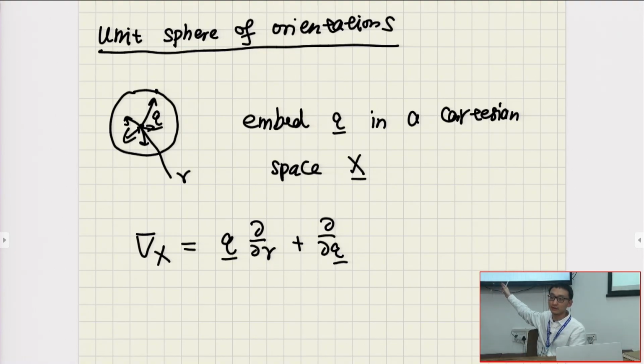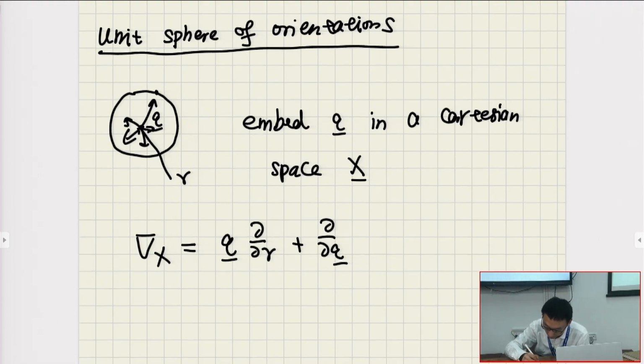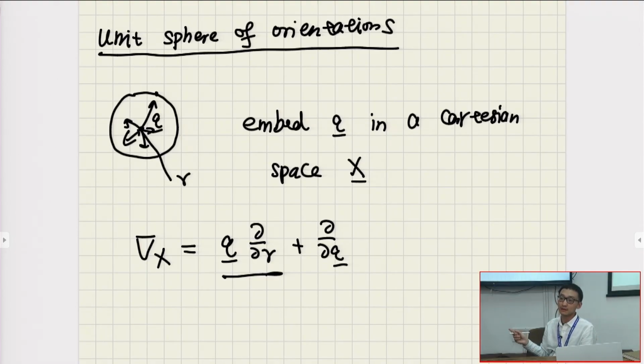But in closed form, in the Cartesian coordinate, the gradient would have the R gradient, but that's in the R direction. What's the direction in R? The direction is already Q. So that's Q times partial R. That's the second part. So this is the first part, the radial derivative. And then all that's left is angular derivatives. So that's the gradient with respect to Q.